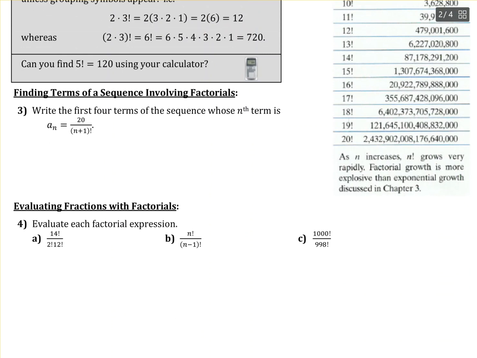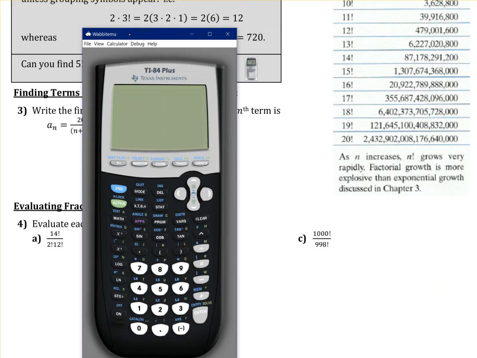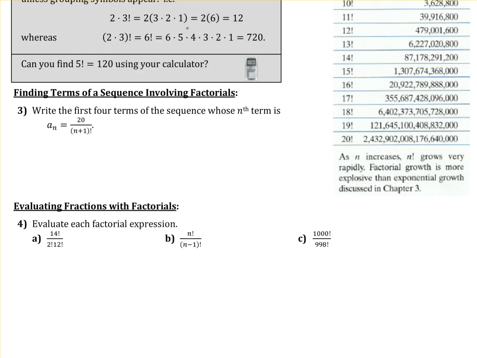And then can you find 5 factorial equals 120 using your calculator? You can just go over here, turn this guy on. 5, math, it's under probability here. Number 4, 5 factorial is 120.